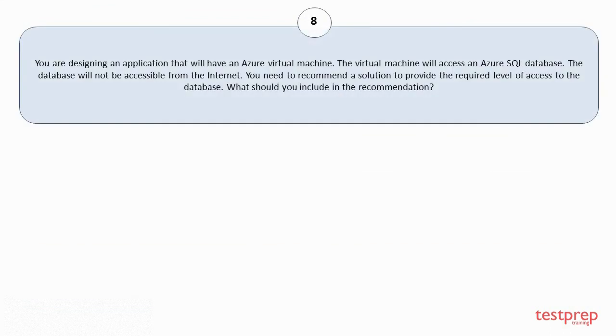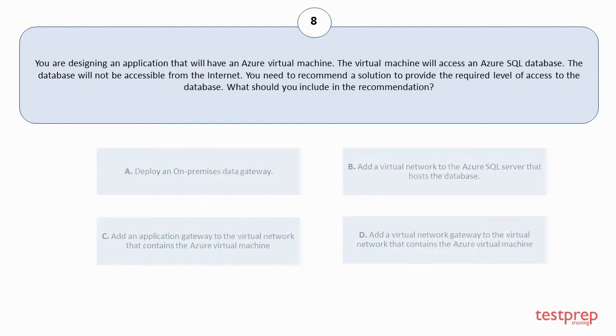Question number 8. You are designing an application that will have an Azure virtual machine. The virtual machine will access an Azure SQL database. The database will not be accessible from the internet. You need to recommend a solution to provide the required level of access to the database. What should you include in the recommendation?